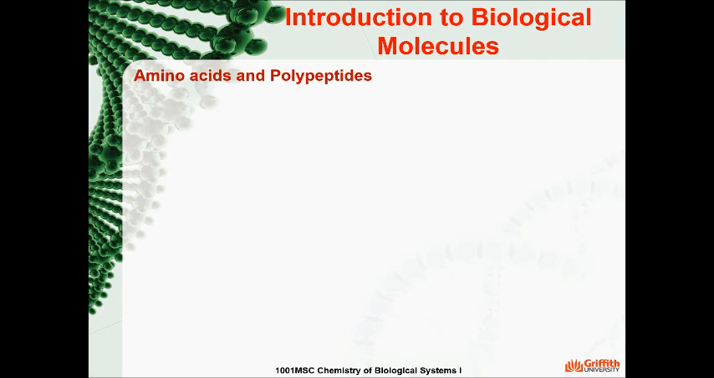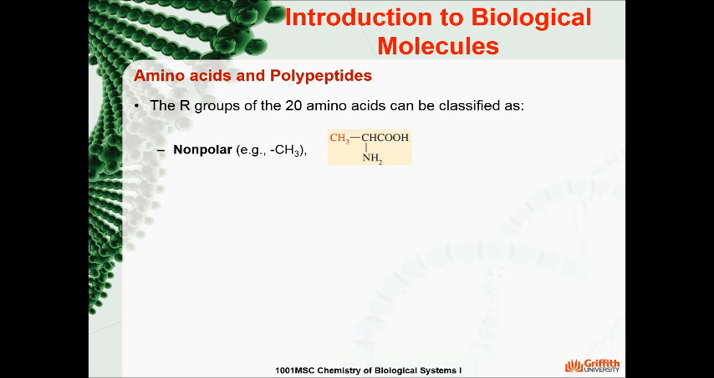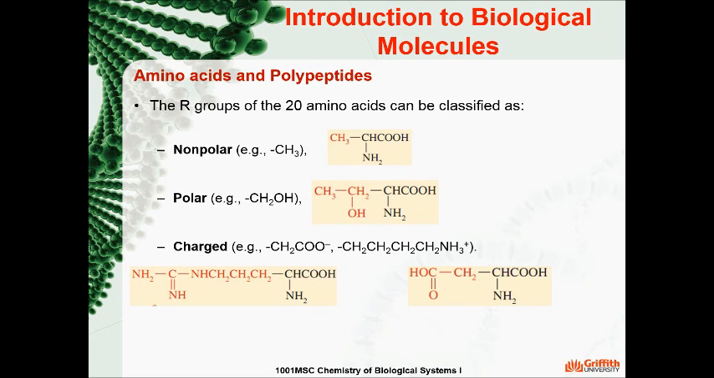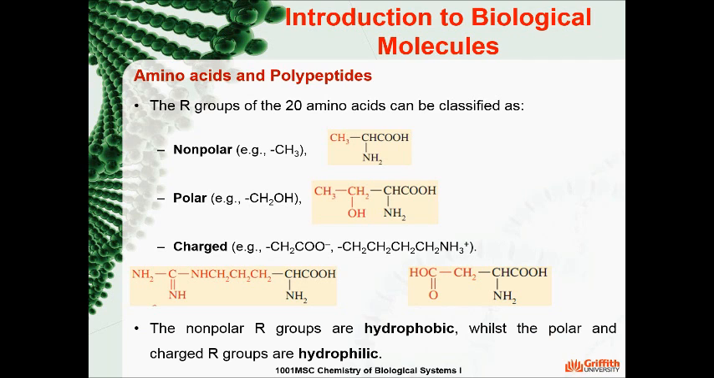The amino acids can be classified according to the nature of the R group as nonpolar, when they contain lots of carbons and hydrogens, polar, when they contain OH groups, or charged, when they have either a positive or negative charge. The nonpolar amino acids are hydrophobic, so they avoid water. The polar and charged amino acids are hydrophilic, and they interact with water.